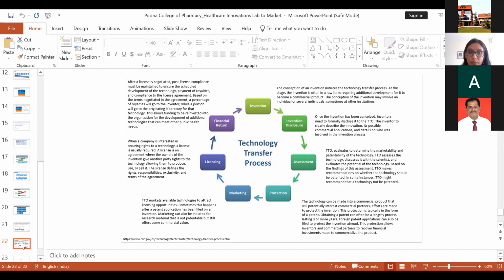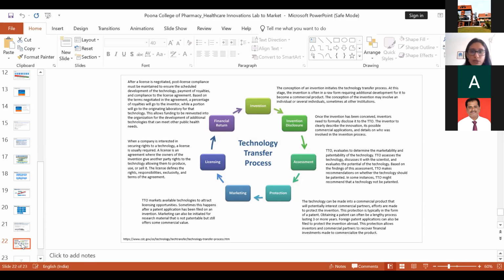Anybody who wants to come and buy this, can. And before all this, your patent application and everything is taken care of. Now, when a company is interested in securing rights, then a license is needed. You can do what is called an exclusive license or a non-exclusive license.